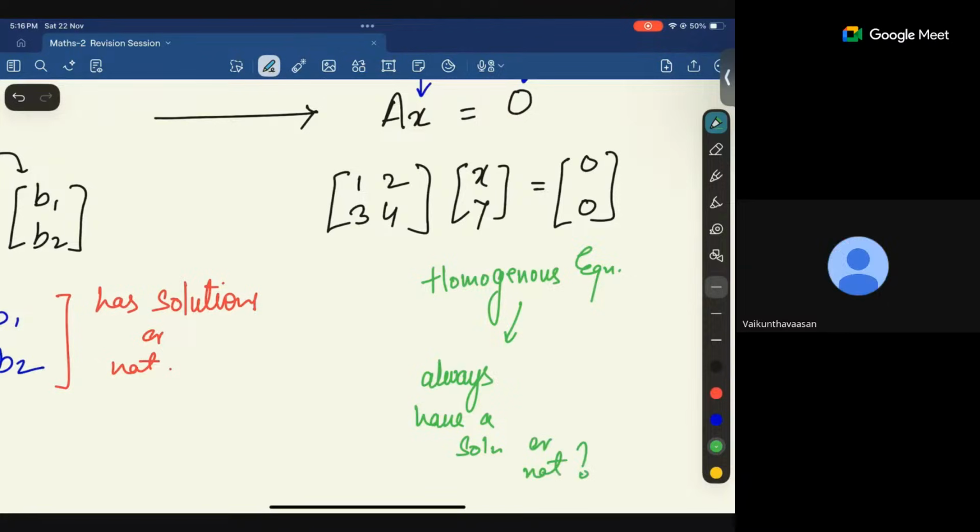Yes or no? Tell me whether this always has a solution, or whether having a solution is not guaranteed. Parallel lines, actually, let's not go into that interpretation here, because it will take a lot of time, plus this is not in the syllabus for quiz 2. Otherwise I did plan that for the session. Now this is yes: homogeneous equations always have a solution.